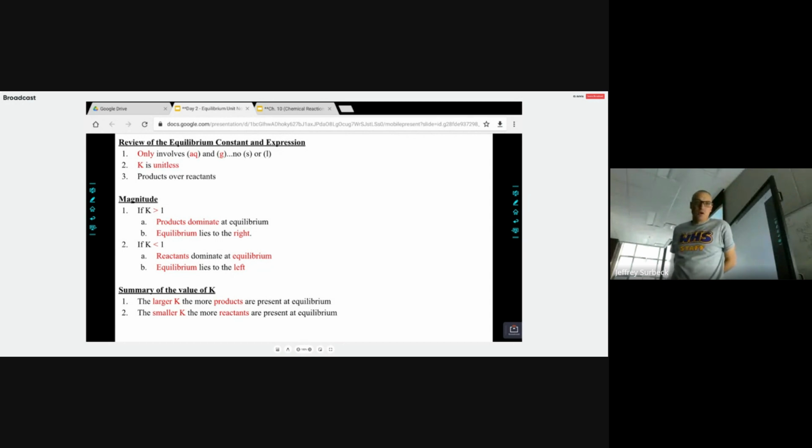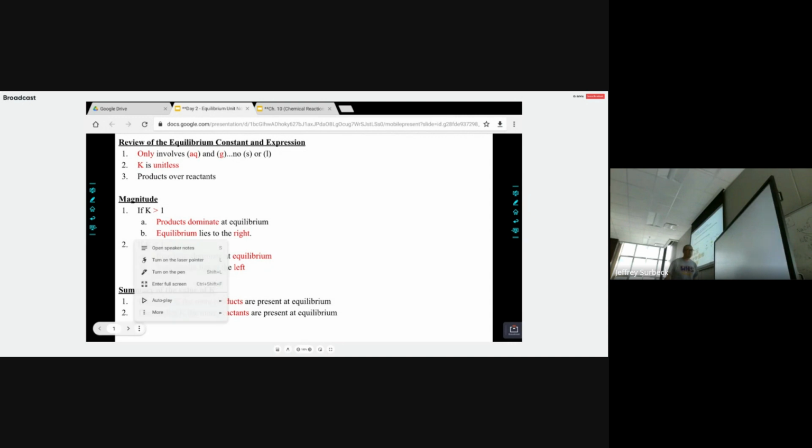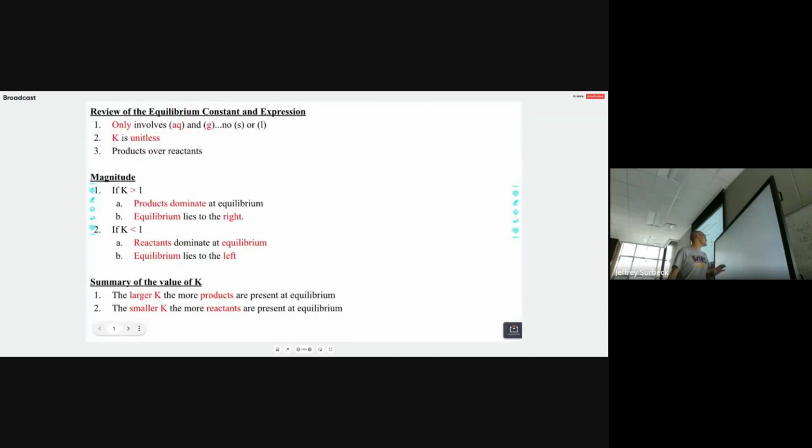Today we're going to continue on with our equilibrium unit. And in this section, we're first going to review a little bit from what we did on day one notes, and in day two, we are going to expand a little bit upon what we went over in our day number one set of notes. Okay, so the first thing that I want to review is this.